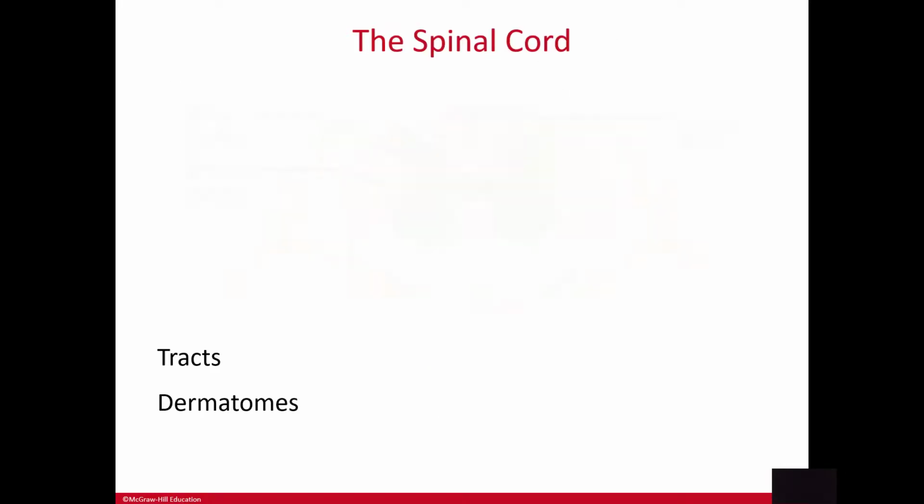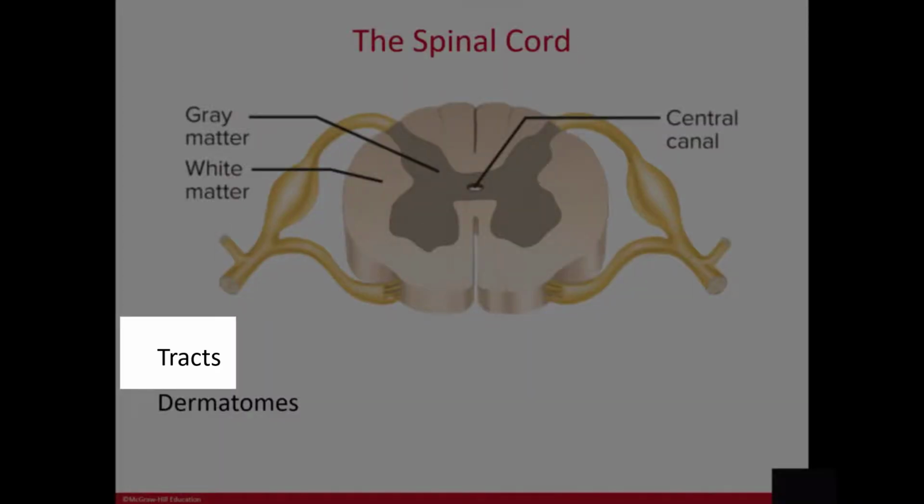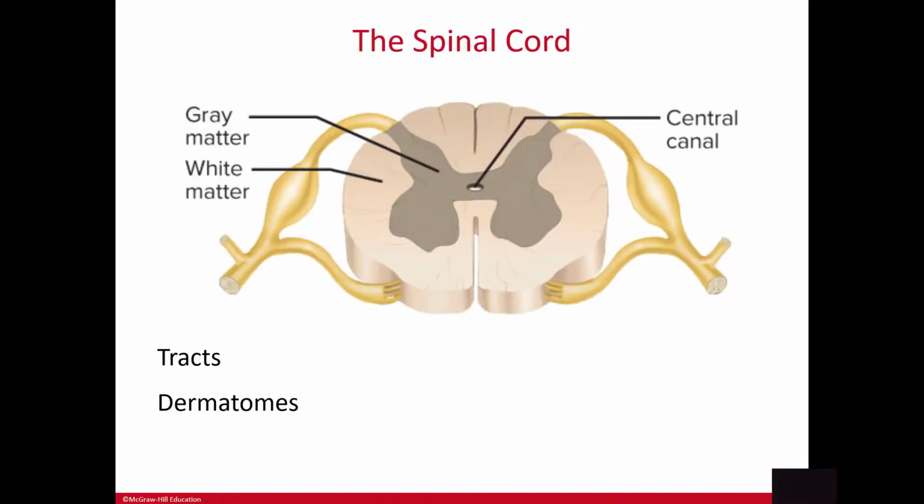If you look at a cross-section of the spinal cord, you would see what looks like a gray butterfly shape in the middle surrounded by white edges with a small hole in the center. The hole is the central canal and contains CSF. The white matter contains myelinated axons that are organized into tracts, and these tracts are basically bundles of nerve fibers that have a common origin and destination.